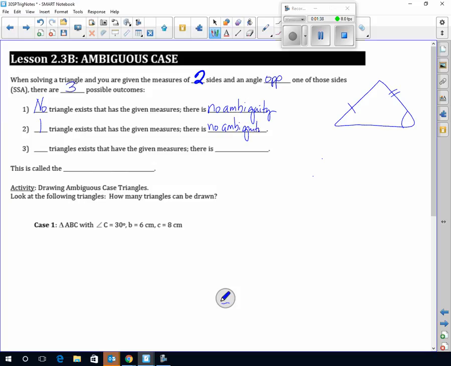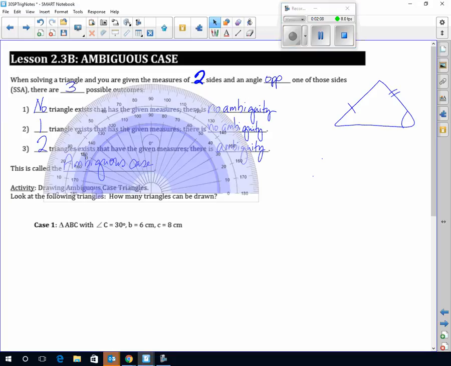Okay. The third is two triangles exist. There is ambiguity, or this is the ambiguous case. All these big words we're doing today. This is called the ambiguous case. So you need a protractor and a ruler.